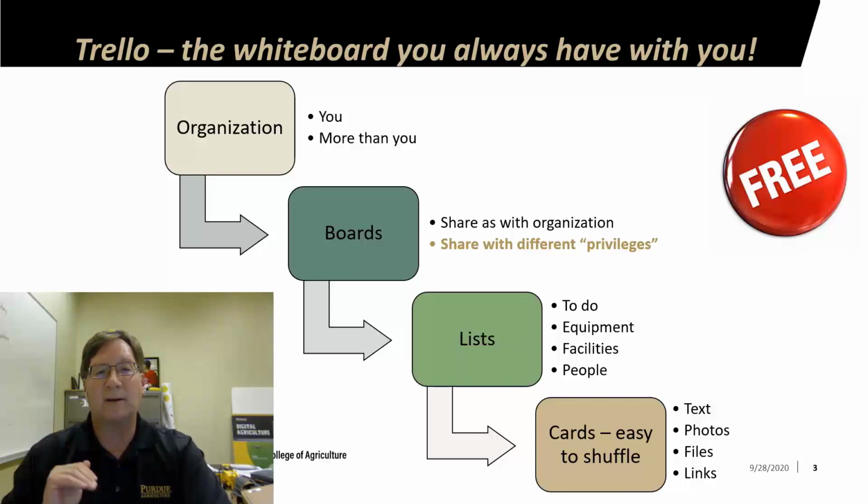Organization, board. On the board, go lists. Lists of things to do, list of equipment that you have, list of facilities that you maintain, list of people that work for you. And then on each list go cards. On that card can be text, can be photos, can be actual files, spreadsheets, documents, other things. You can have hyperlinks, pointers to other things in your realm or in the public realm. So links to YouTube videos or your Google Sheet storage, that sort of thing. So that's the organization of Trello. It's organization, board, list, and card.